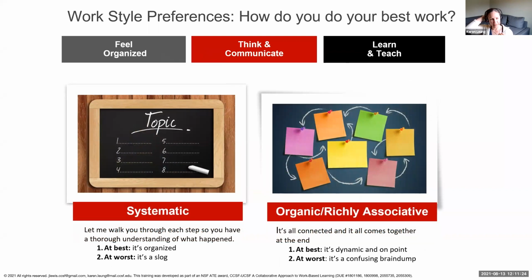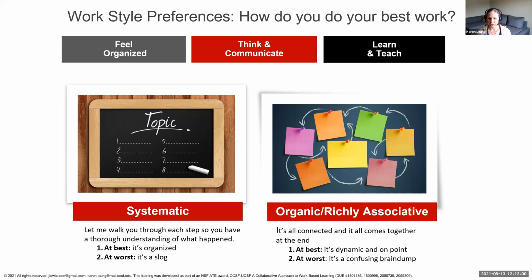Another way of thinking and communicating is systematic versus organic or richly associative. If you're systematic, you're probably likely to walk you through each step so that you have a thorough understanding of what happened. At best, it's really organized. At worst, it's a slog. So if you ask somebody, why is the photocopier jammed? And they're like, well, I got to work today at 8:30 and I came upstairs and I opened the door to the photocopier machine and someone was there and I waited 10 minutes for them to finish. And then I started copying, right? And they're going through a bunch of details that maybe you don't feel is needed.